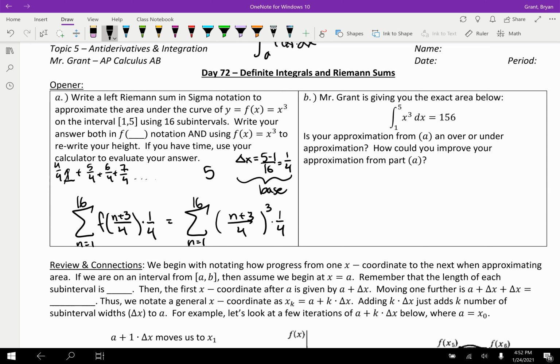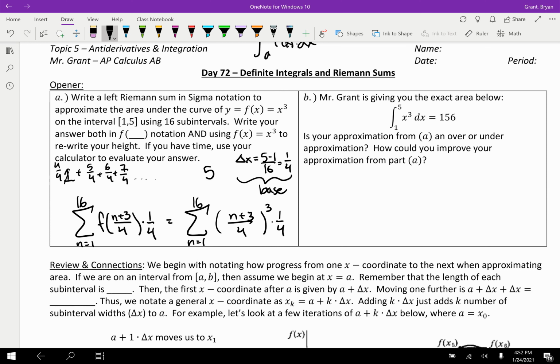Alrighty. Mr. Grant is giving you the exact area below. So I'm telling you right now the exact area from 1 to 5 beneath x cubed is 156. Right? That is not an approximation. There is a way to determine the exact area. And so I guess the first question is, is our approximation from A an over or under approximation?